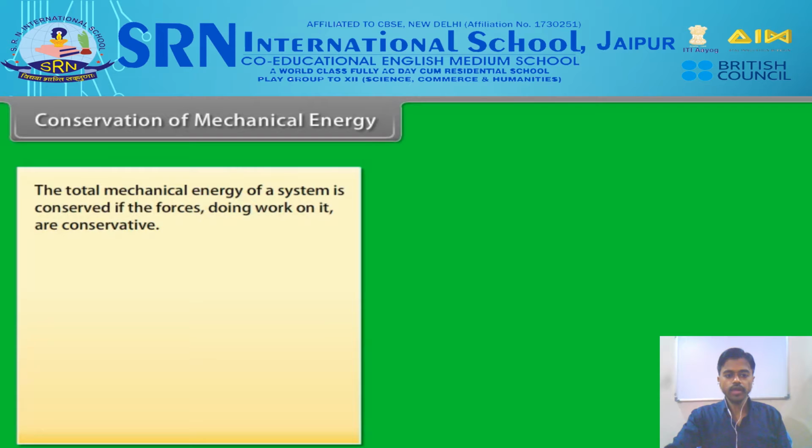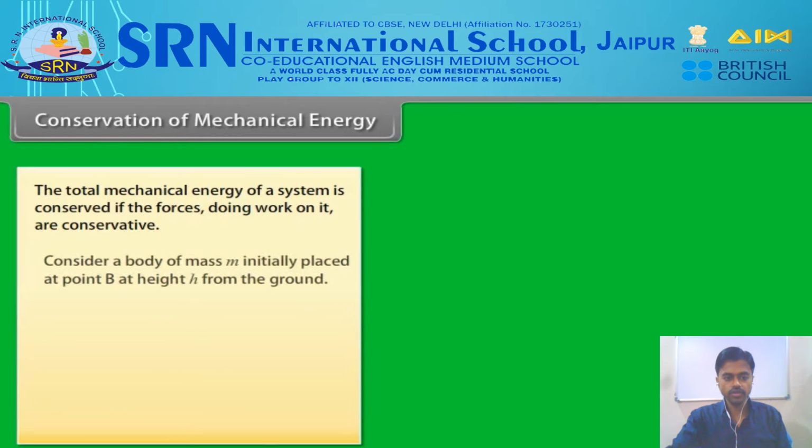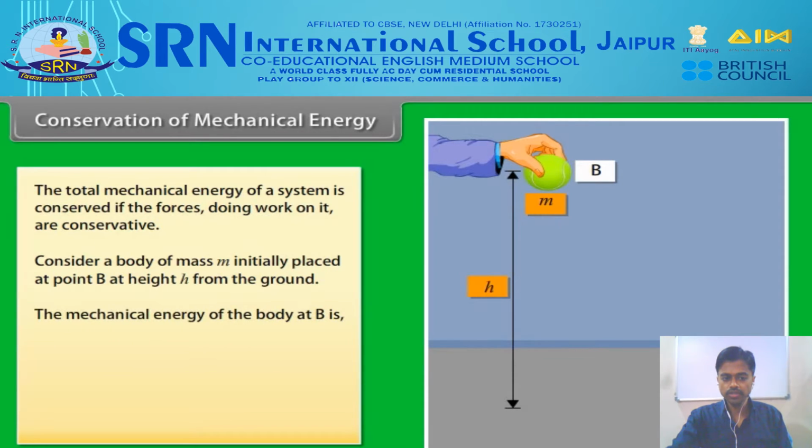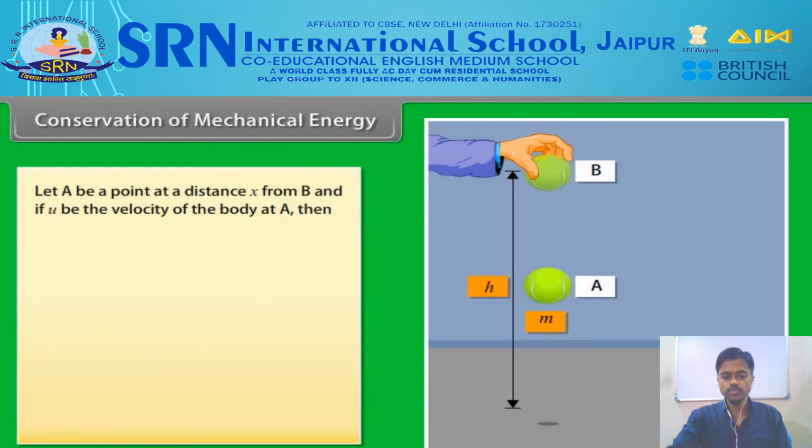The total mechanical energy of a system is conserved if the forces doing work on it are conservative. Conservative forces are those forces which conserve energy and do not change it. Consider a body of mass m initially placed at a point B at a height h from the ground. The mass of the ball is m. Now at a point A we will try to find the total mechanical energy. Here kinetic energy is 0 and potential energy is maximum, that is mgh.